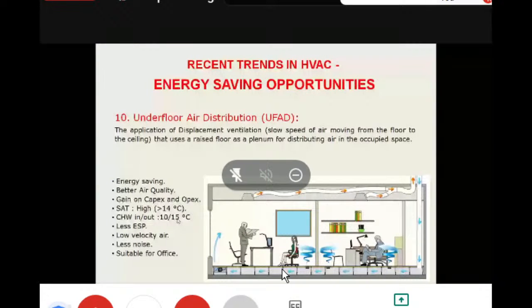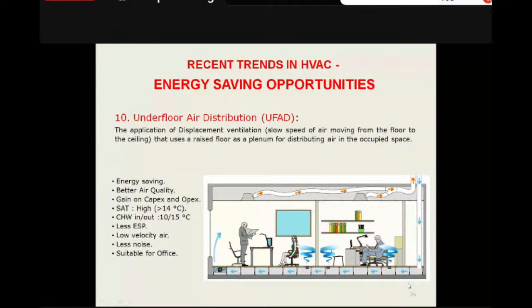And because of the underfloor arrangement, there is an absence of ducting and there is low velocity. The ESP, the external static pressure of the fan, is also reduced, and there is less noise, which is suitable for the office environment. We have seen so far the 10 energy saving opportunities in the HVAC.